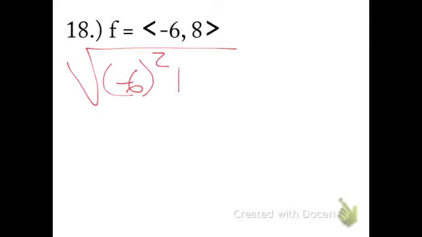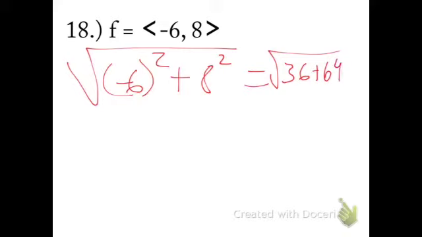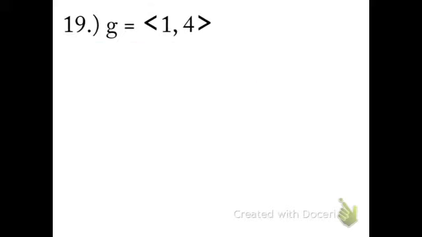On 18, you just need to square both of those guys. 8 squared, negative 6 squared, add them together. Negative 6 squared is 36. 8 squared is 64. 36 plus 64 is 100. And the square root of 100 is 10. So that's your final answer there.